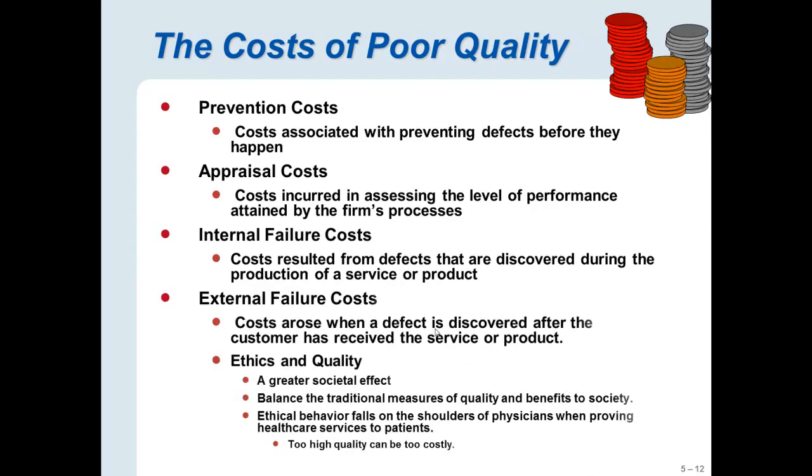There are 4 causes of poor quality. The first cause we call prevention cost. Prevention cost is a poor quality cost associated with preventing defects before they happen. This is quality at the source. It is the cost associated with activities the company applies to prevent poor quality from happening.